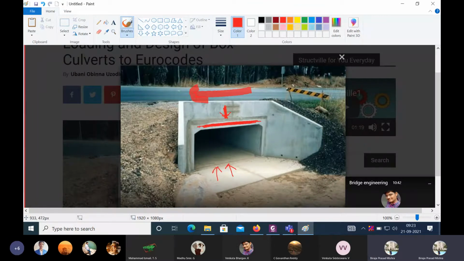It will have the dead load of this structure and the live load over here. So here it will be dead load plus live load, and here this one will be the thrust.